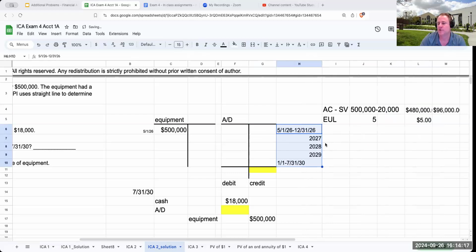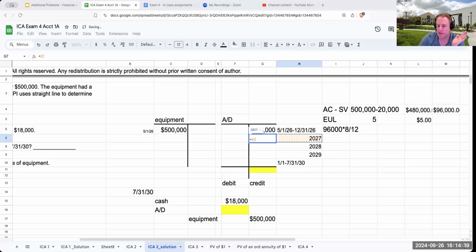Now, for this first year, did I use the asset for the full period? And the answer is no. I used the asset for how long? May, June, July, August, September, October, November, December. I used it for 8 months. So I'm going to take 96,000 times 8 divided by 12, or 64,000.